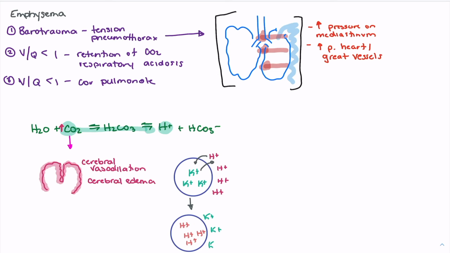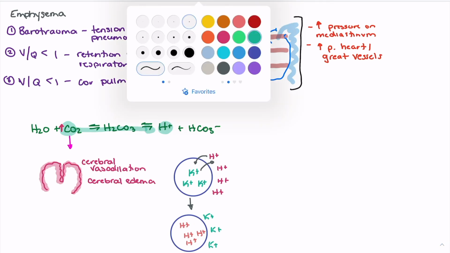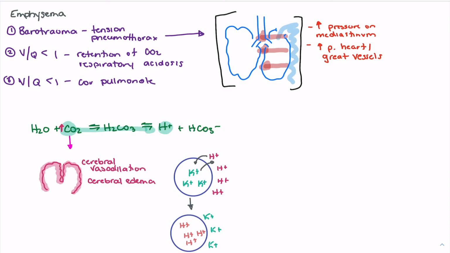So there are a couple of consequences to this that can lead to a life threat for a patient. One is that our intracellular pH is going to fall. So you start to see a decrease in your intracellular pH, which means that we'll start to see protein denaturation. The problem with protein denaturation in something like the brain is that our cerebral functions can stop working.